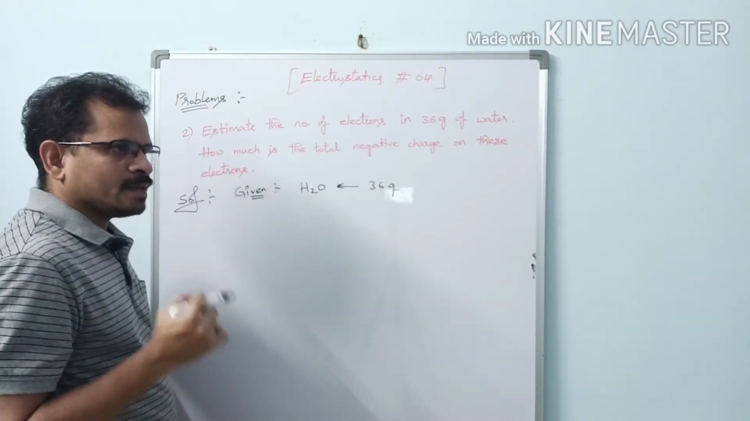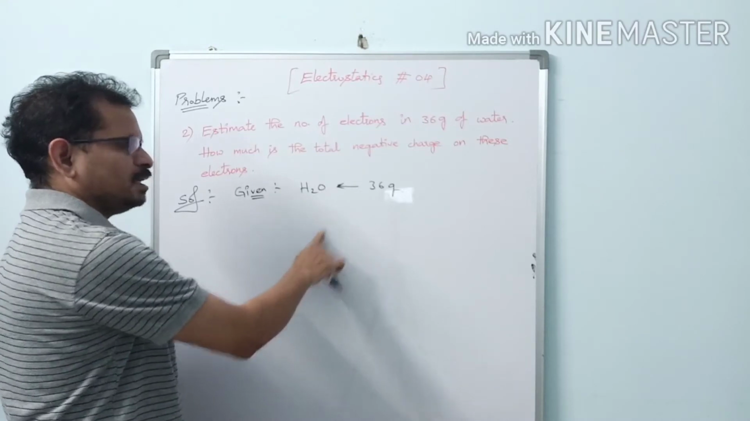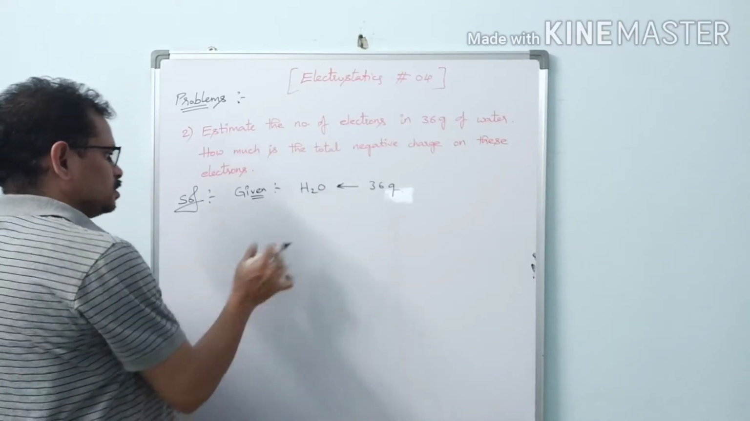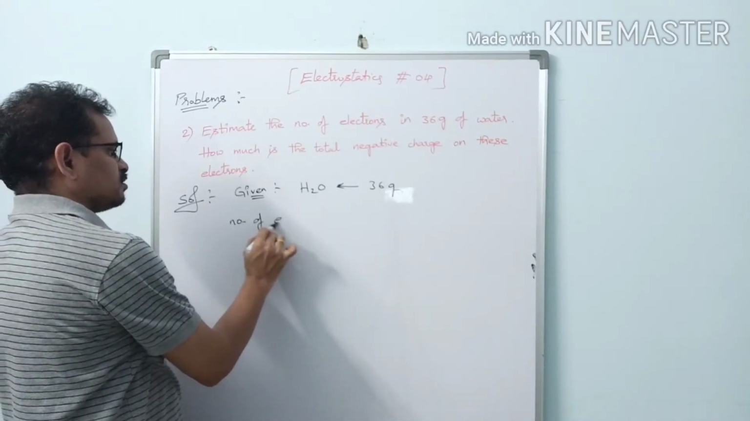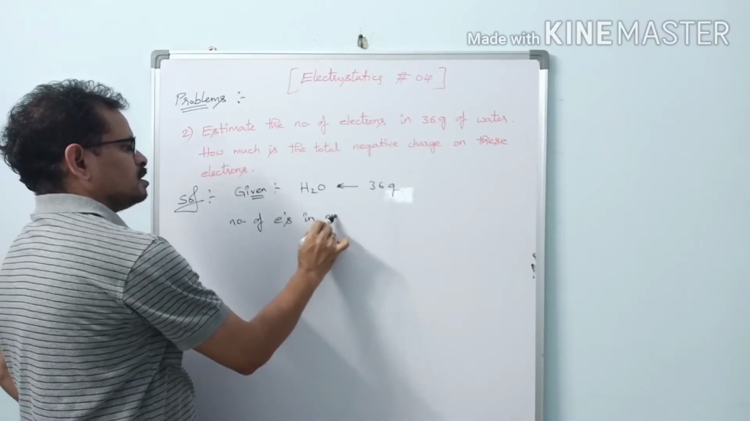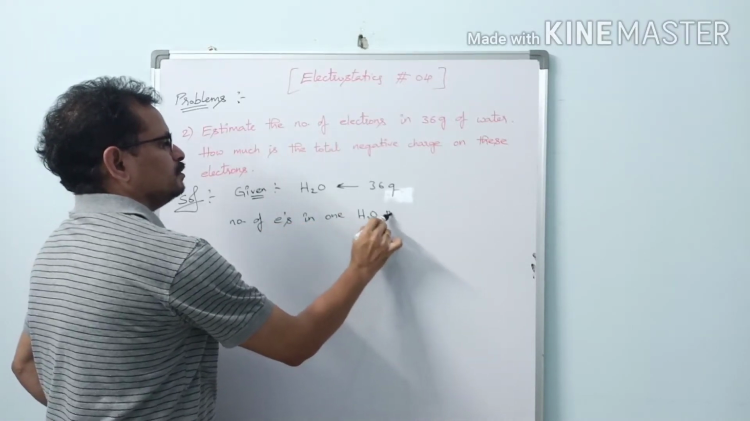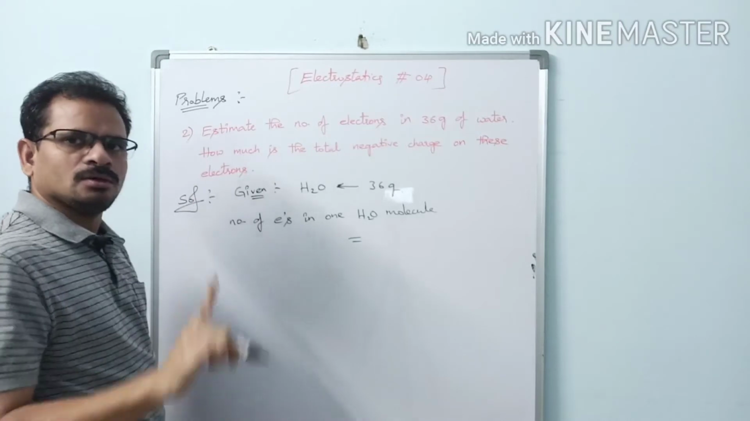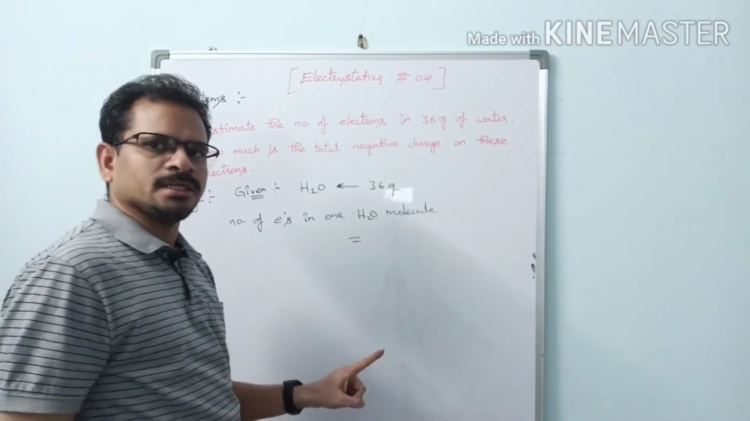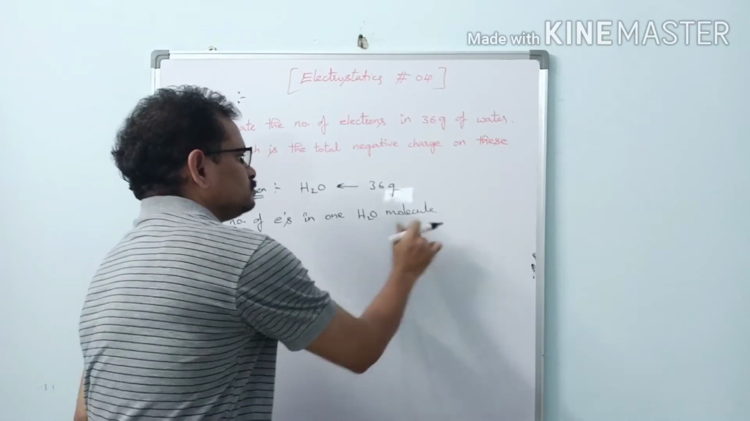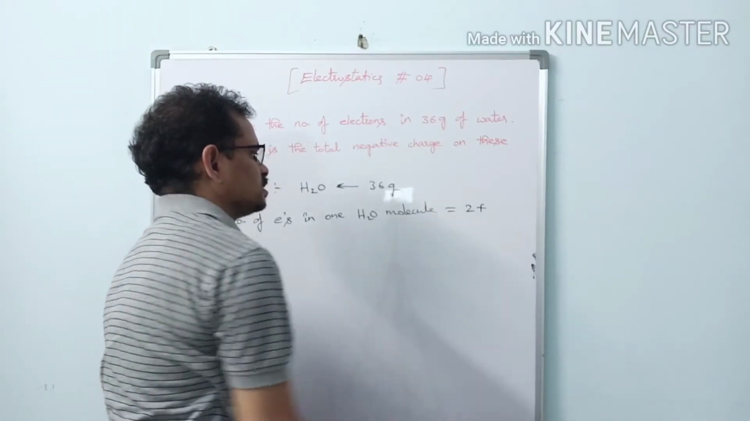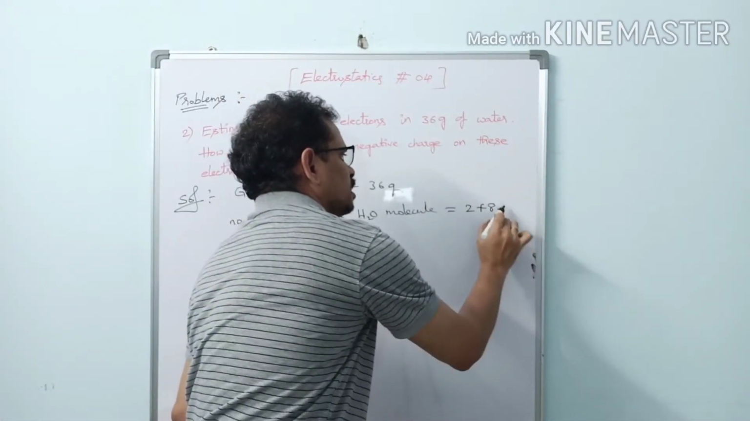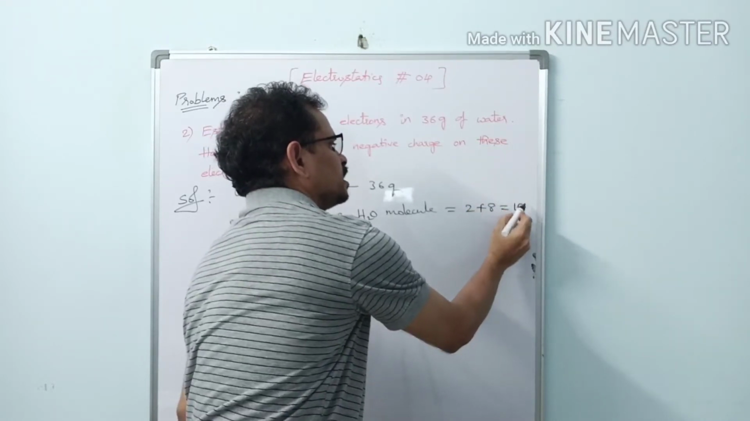First, let us calculate the number of electrons present in one H2O molecule, and then find how many molecules there are in 36 grams. In that way we can proceed. Number of electrons in one H2O molecule: hydrogen has 1 electron and there are 2 hydrogens, so 2 electrons, plus oxygen has 8 electrons. So 2 plus 8 gives a total of 10. In one molecule there are 10 electrons.